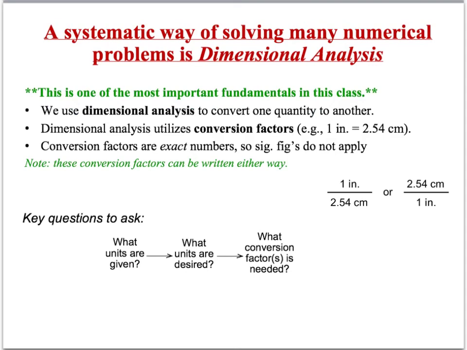And so we can write the conversion factor either way. We can either write that 1 inch over 2.54 centimeters or that 2.54 centimeters over 1 inch. Okay? So basically it doesn't matter which way we write it, and we'll see why we write it one way instead of the other.